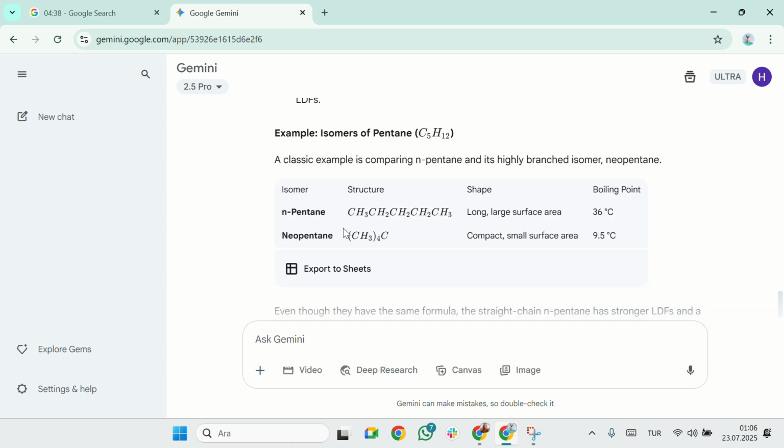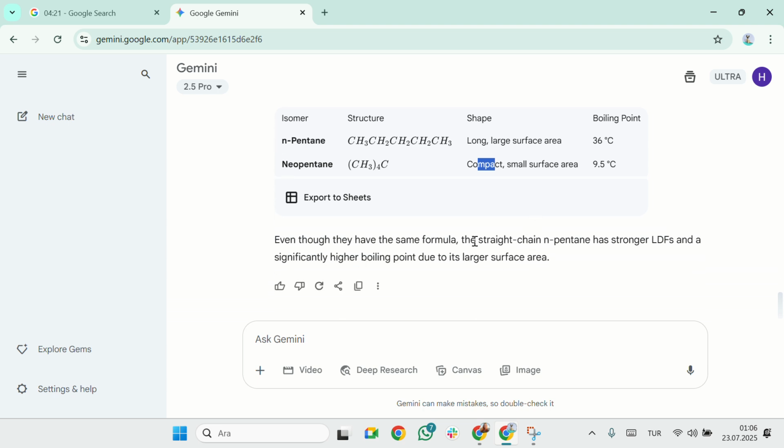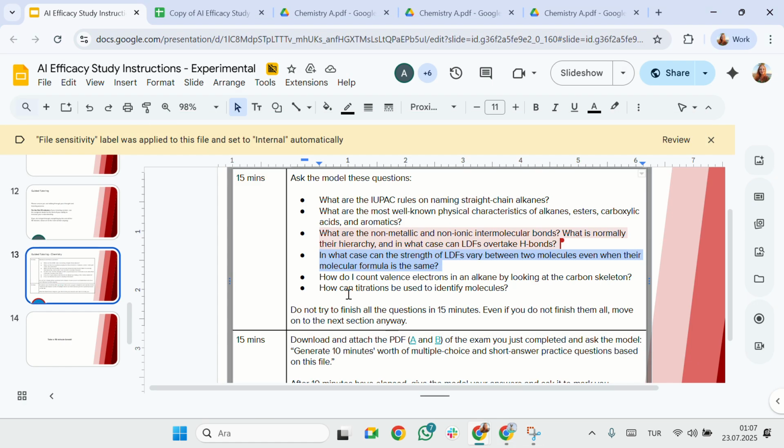Pentane. So, n-pentane and neopentane. Long, large surface, boiling point 36 degrees. They have the same number of electrons, but n-pentane has longer, stronger LDFs and has a significantly higher boiling point due to its larger surface area. Okay, I got it. Let's ask this question then.